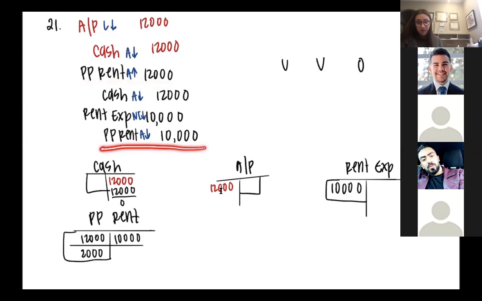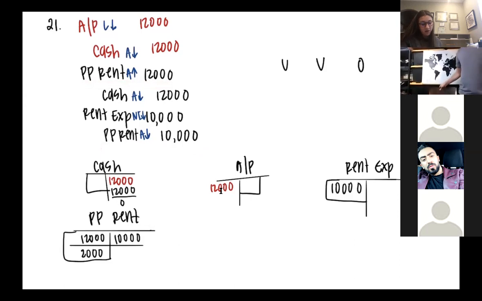because they used 10 months out of the prepaid rent, right? So we still have $2,000 of prepaid rent that wasn't recorded, which increases your assets. So your assets are understated. Did that make sense? Okay.